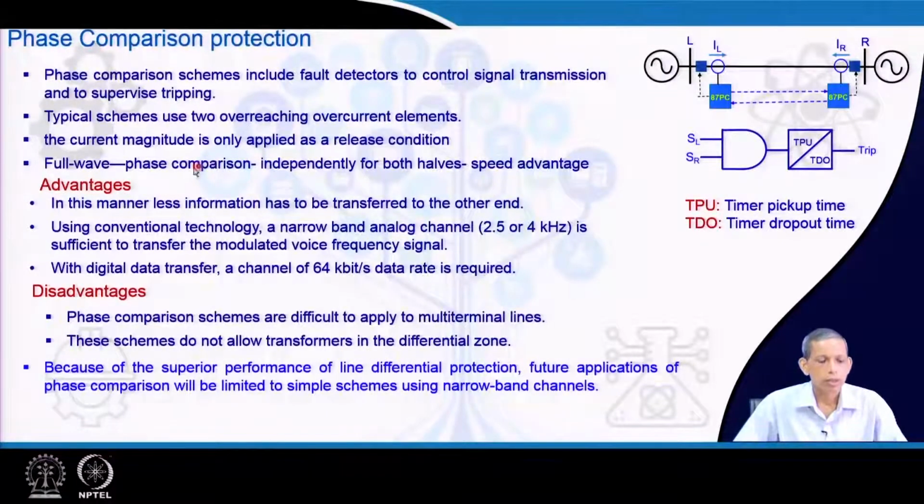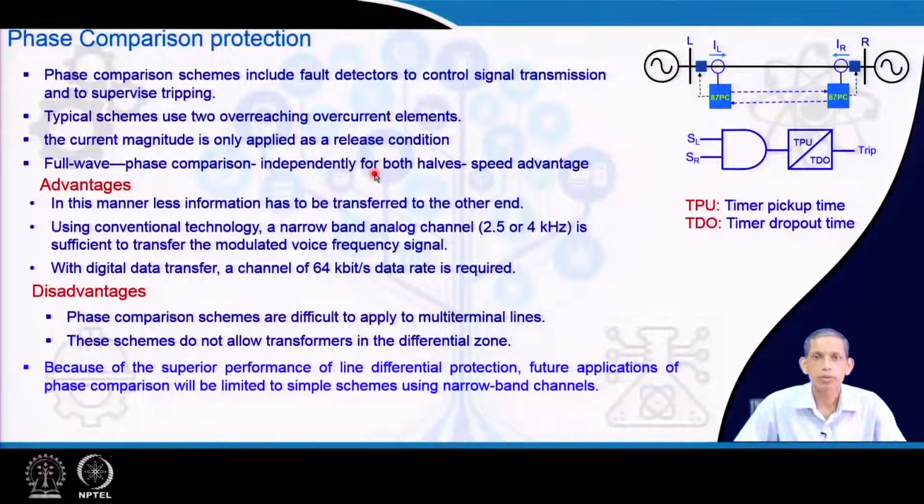Now, in the earlier examples we demonstrated only the positive half, but in many applications the relay uses both halves, so the full wave is used. The positive half is compared with the positive half and the negative half with the negative half, independently, and in that way you can exploit the speed advantage.